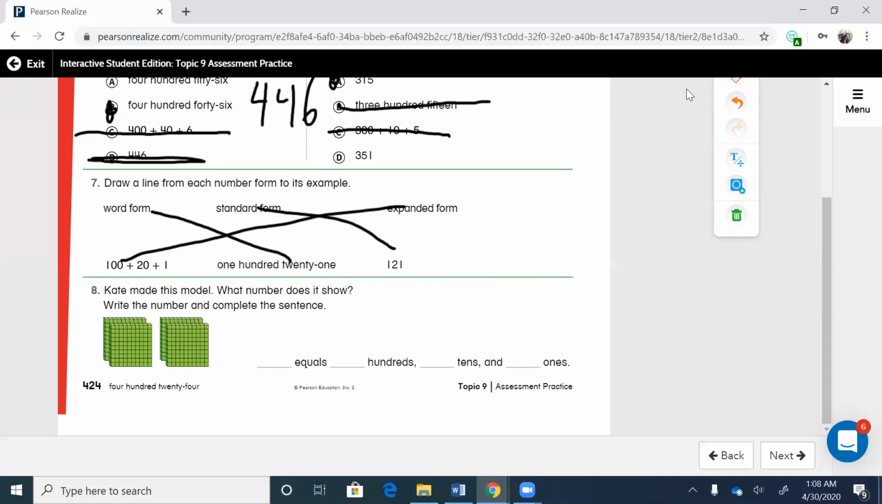Number 8. Kate made this model. What number does it show? Write the number and complete the sentence. So if you look, we only have hundredths. This is an easy one. Let's count the hundredths. 1, 2, 3, 4. So 400 equals how many hundredths? 4, 0 tens, and 0 ones.